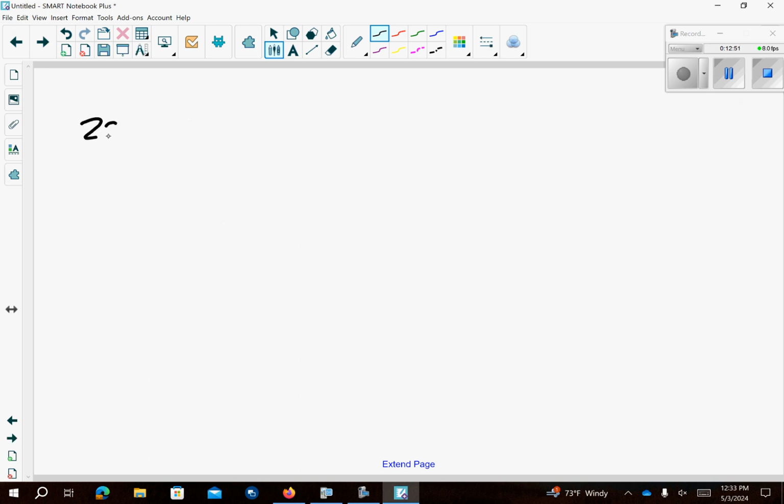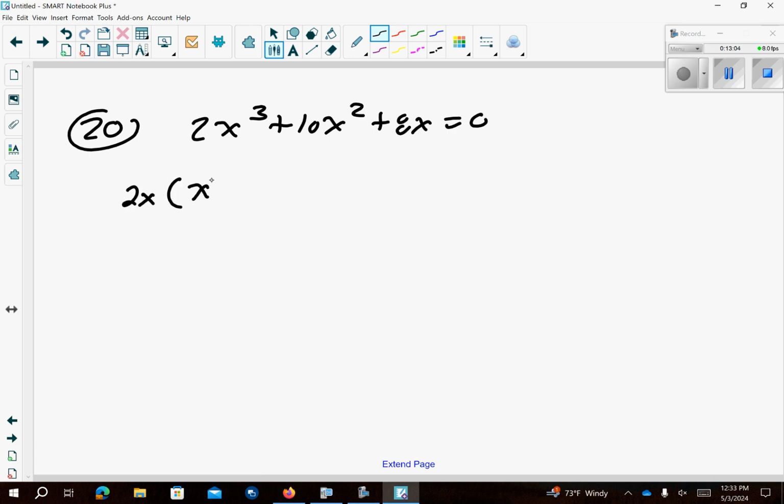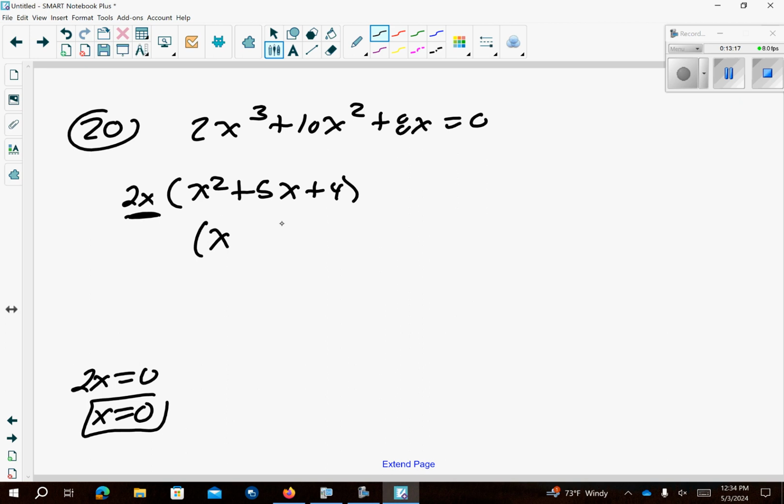Number 20, I get 2x to the third plus 10x squared. Go ahead and add 8x to both sides. We can factor a 2x out of everything. That's going to leave me x squared plus 5x plus 4. So this is going to give me 2x equals 0, so x equals 0 as one answer. Factor this out. So what two numbers multiply together to give me 4 and add together to give me 5? It's 4 and 1. So I also get an answer of x equals negative 4 and an answer of x equals negative 1.